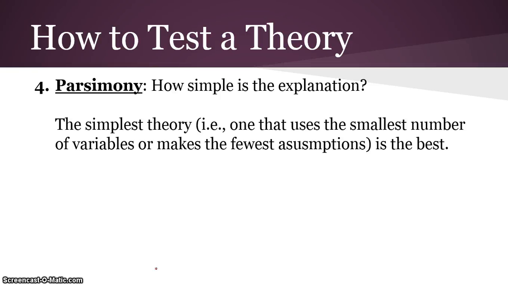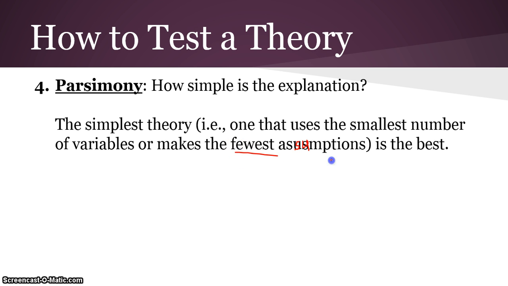Last is parsimony. In other words, how simple is the explanation? I mentioned this in the first screencast when we were talking about some of the characteristics of theories. And it's basically the fact that the simplest theory is the best theory. In other words, the theory that uses the smallest number of variables or makes the fewest assumptions. Sorry about the misspelling there. That should be an S, and that's a U. The theory that has the smallest number of variables and makes the fewest assumptions is the best.